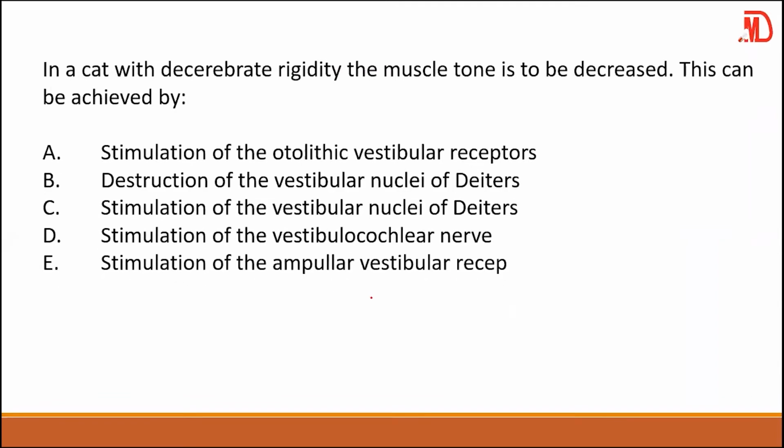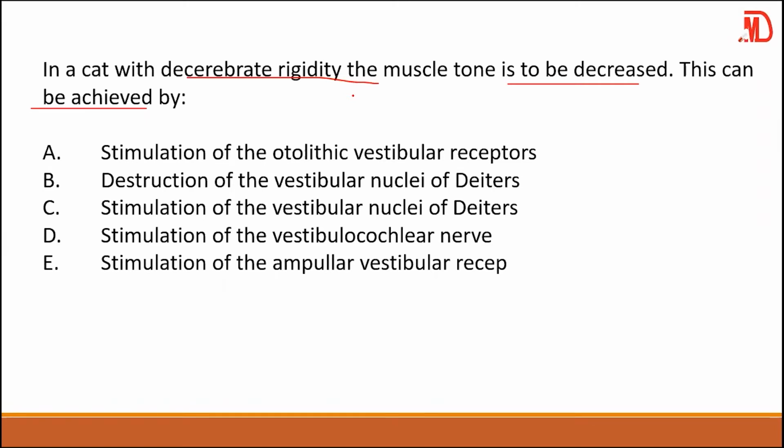A cat with decerebrate rigidity, the muscle tone is to be decreased. This can be achieved by what? Usually when we are dealing with muscle tone, what basically comes to our mind is the vestibular system. The vestibular system deals with muscle tone.